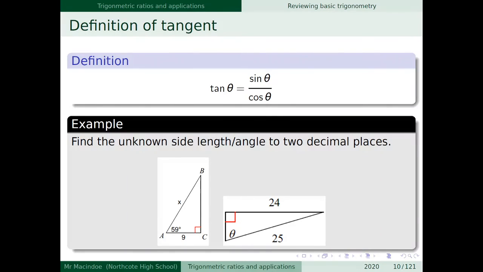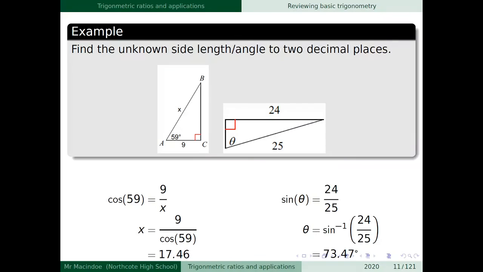One of the last things we're going to look at is tan theta, which we define as sine divided by cos. And then I've got here some examples of finding angles and side lengths, which you can go through and have a look at how it worked. It's just setting up that SOHCAHTOA, which you should be pretty comfortable with.